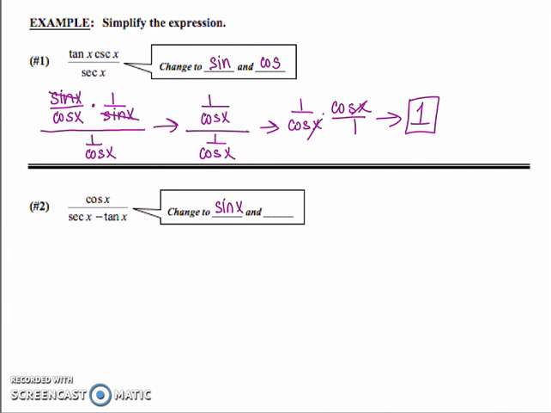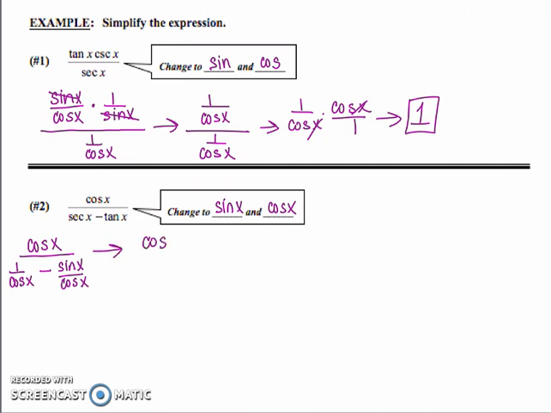We are going to rewrite everything in terms of sine x and cosine x. Our numerator is already cosine x, so that is going to stay exactly as it is. Our denominator, we have secant x minus tangent x. Secant is the reciprocal of cosine, so I'm going to rewrite that as 1 over cosine x, and tangent x is sine x over cosine x. So look at that. My two terms in my denominator, when I put them in terms of sine and cosine, already have a common denominator.